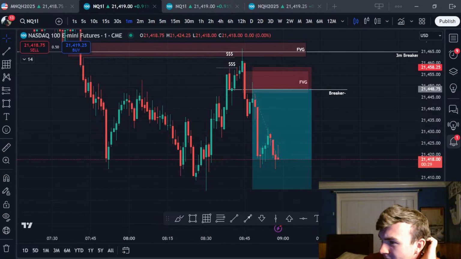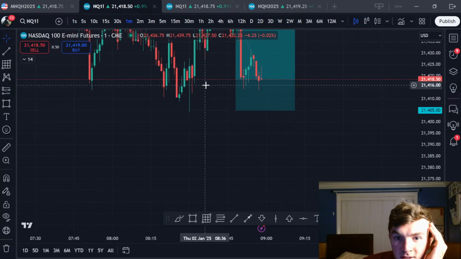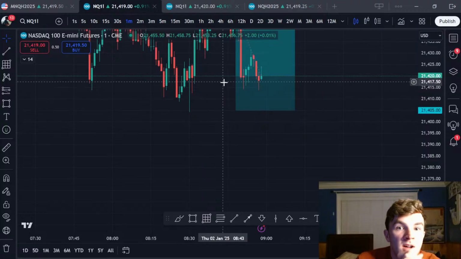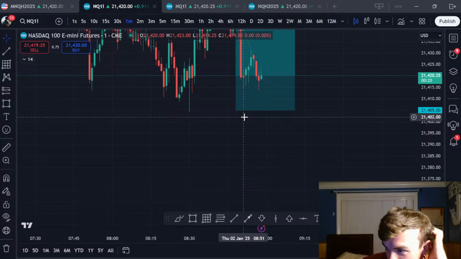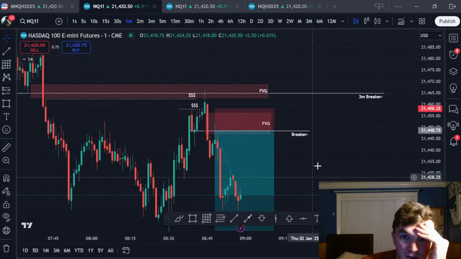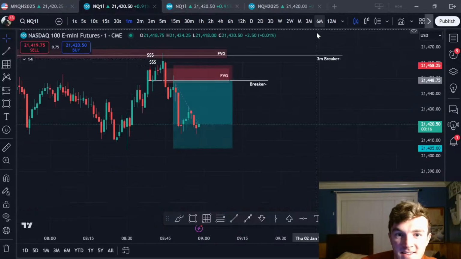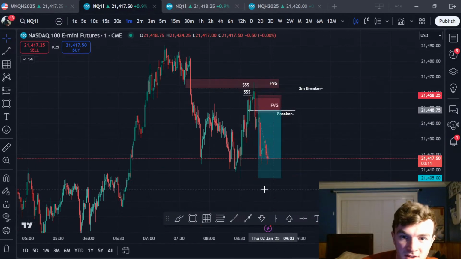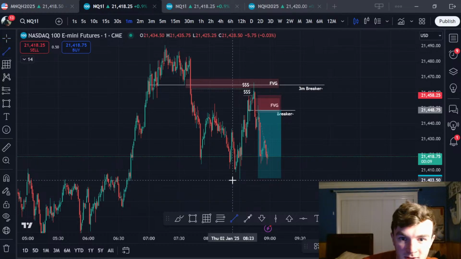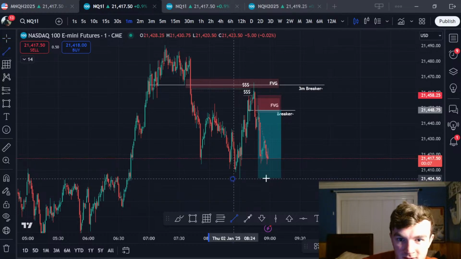Macros starting right now, so 8:50 to 9 o'clock. It's possible we could get an inversion at the data low to go back up to previous day's high. I could definitely see that happening, where we get an inversion off of the data low to go take out previous day's high.